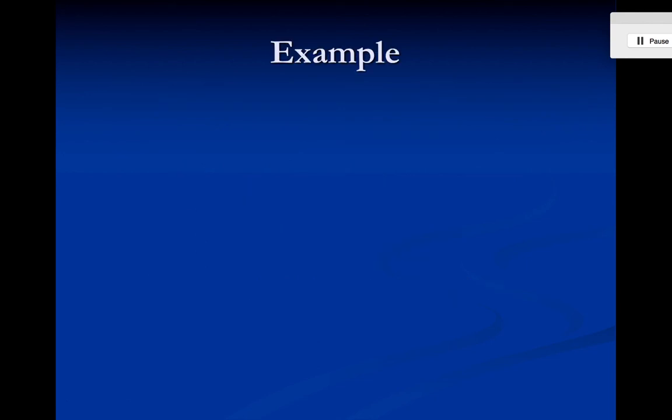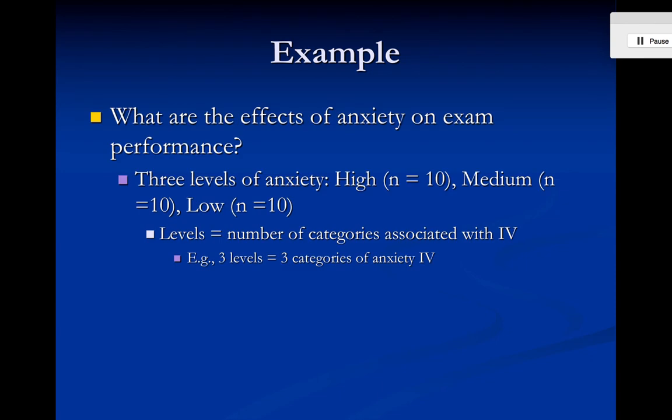All right, so let's set up a quick example here for ourselves. What would be a case where we would have an independent variable, again, a predictor, an influencer, that may potentially have more than two groups or more than two conditions or levels? Here we may have a question such as, what are the effects of anxiety on exam performance? Or on a memory test, or whatever the case may be.